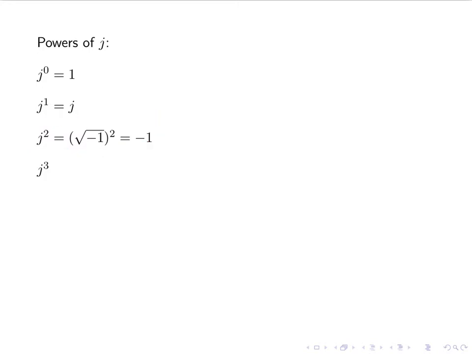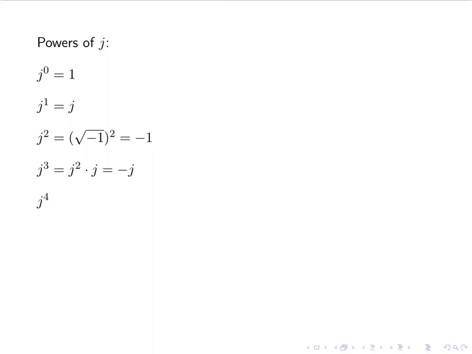What about J cubed? So J cubed I can rewrite using rules of exponents as J squared times J. J squared is negative 1, and then J is J. So J cubed is negative J.